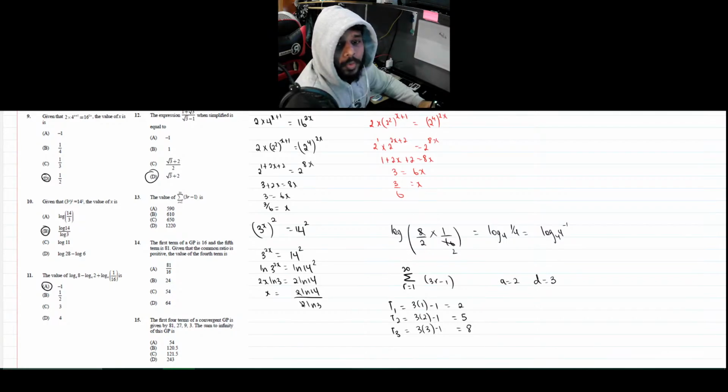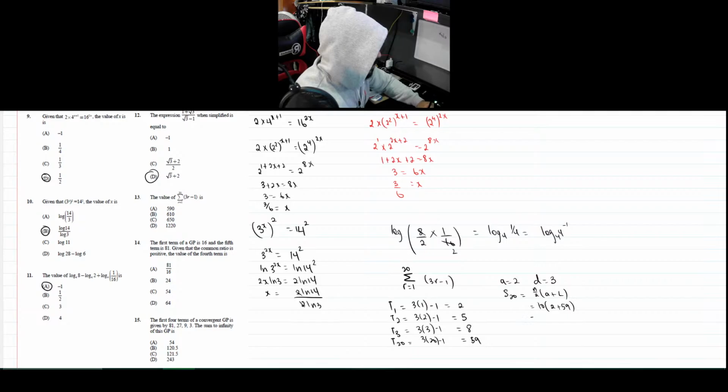I want the sum of the first 20 terms in this AP. S20 is equal to N over 2 into A plus L. We can calculate the last term in this case. The last term is when R is 20. So T20 will be 3 into 20 minus 1. That will be 60 minus 1 is 59. That could be 10 into 2 plus 59. 59, 60, 61, 610. B.